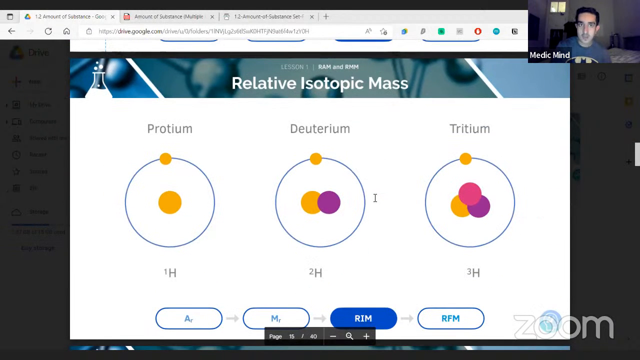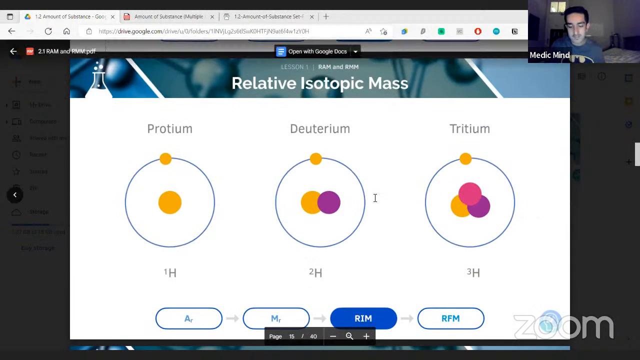Isotopes are different forms of atoms with the same proton number, but a different mass number, because they have a different number of neutrons. They share similar chemical properties, but they have different physical properties. So their mass and their density will be different, but their reactivities will be fairly similar, because that's determined by electron number, and electron number stays constant in isotopes.